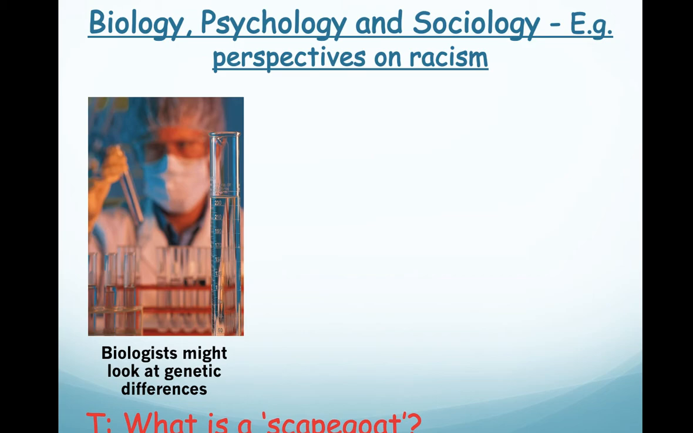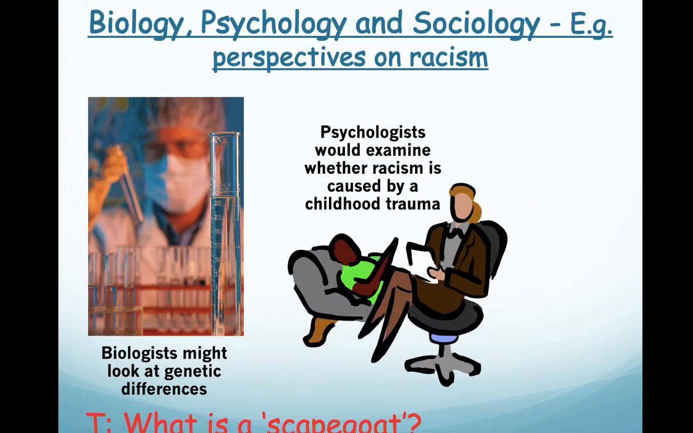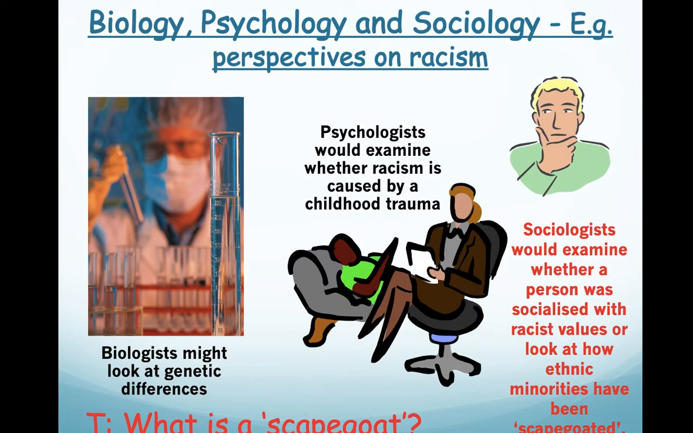So, biology, psychology, and sociology: their perspectives on racism. Biologists might look at the genetic differences. How is a racist person different to an anti-racist person or a non-racist person? Psychologists would examine whether racism is caused by childhood trauma, and sociologists will examine whether a person was socialized with racist values, or look at how ethnic minorities have been scapegoated.